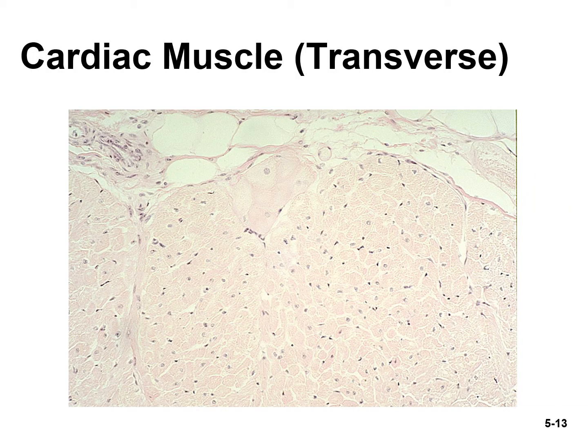Transverse section, again, this is cross section. It's going to be harder to differentiate between muscle tissue types just looking at transverse sections. It's usually a better diagnostic tool to look at it in a longitudinal section.